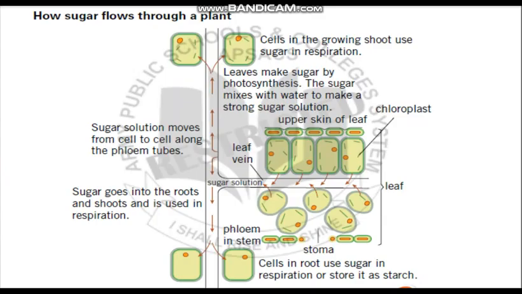Now this is the diagram that shows how sugar flows through a plant. In this diagram, you can see the cells inside the leaf. Sugar is made in the leaf and it mixes with water to make sugar solution. This sugar solution will move up and down a plant through phloem tubes. Sugar goes into roots and shoots and is used in respiration, a process by which energy is released to perform activities. The sugar that is not used in respiration will be stored as starch.